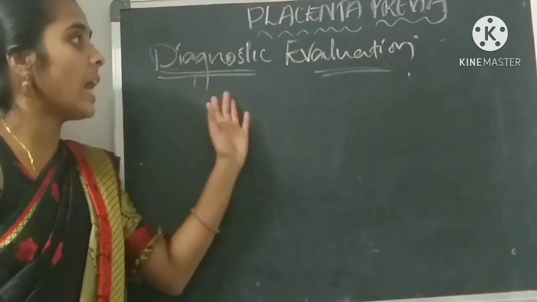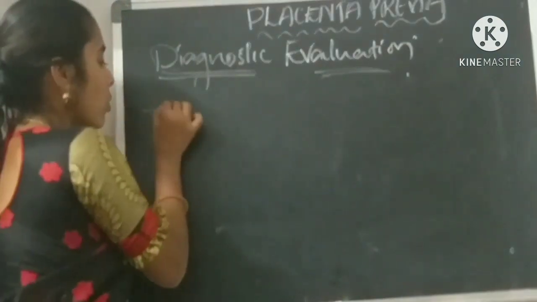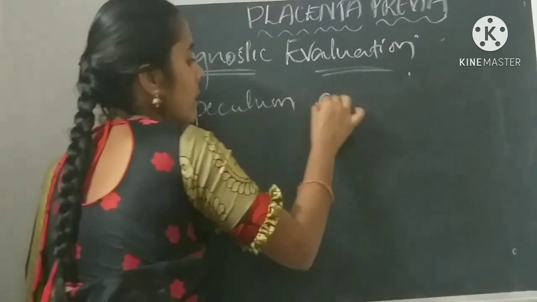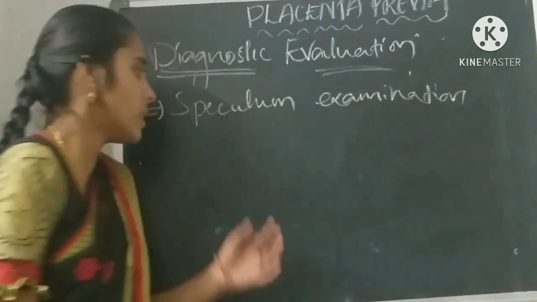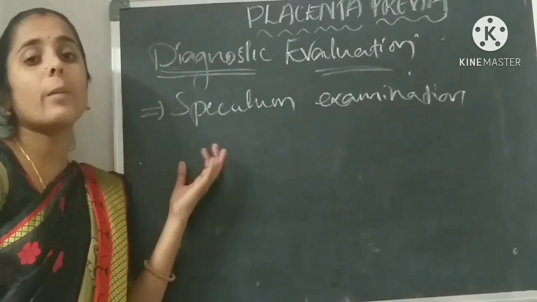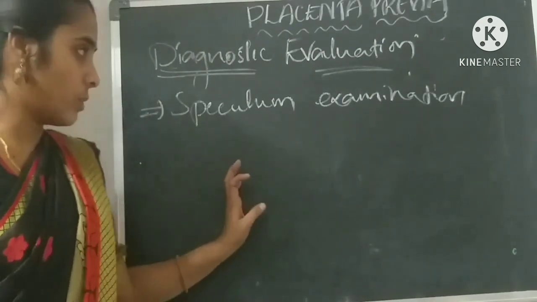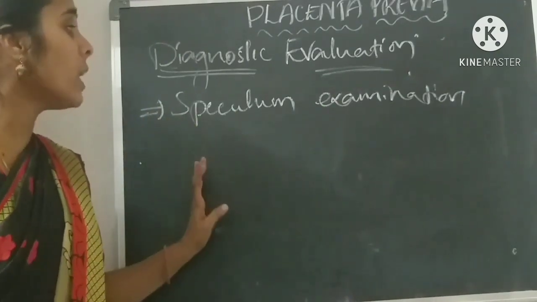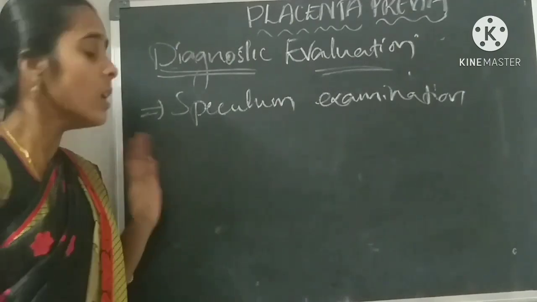Next we will see the diagnostic evaluations of placenta previa. The first diagnostic evaluation is speculum examination. A speculum is an instrument which is inserted into the vagina to examine the walls of the vagina and see the condition of the cervix. So this is the use of the speculum examination. It is mainly used to visualize the walls of the vagina and see the condition of the cervix.